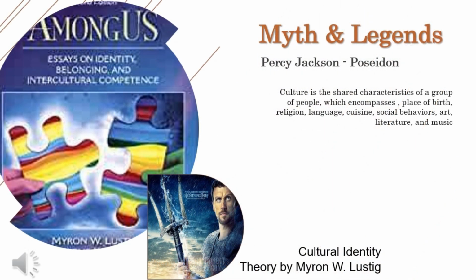4. Myths and legends. A myth is a type of story that explains the origins of a culture or natural phenomenon. A legend is a type of story that tells the story of a heroic figure. I utilize the film Poseidon, Percy Jackson, with an issue about cultural identity theory by Myron Lustig.